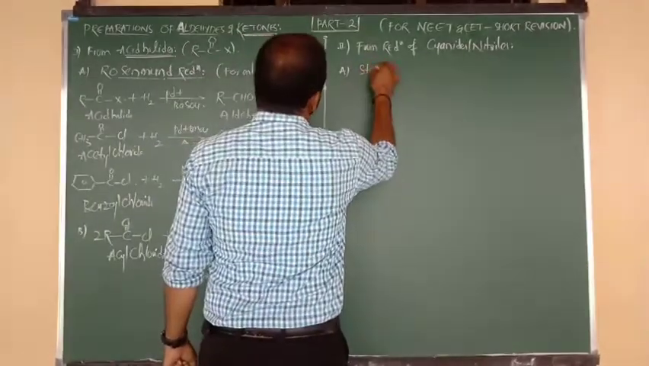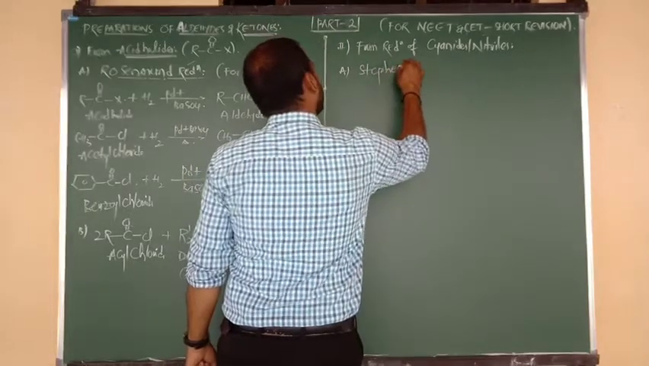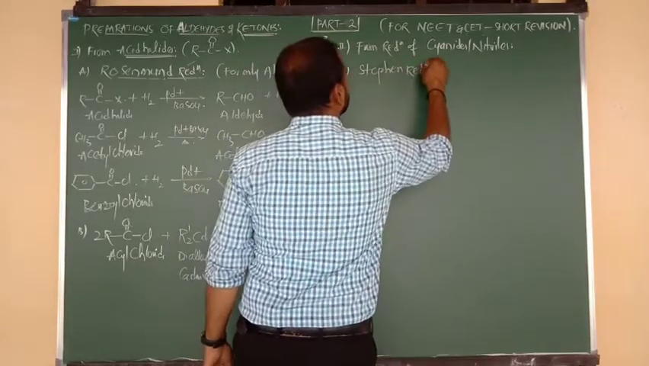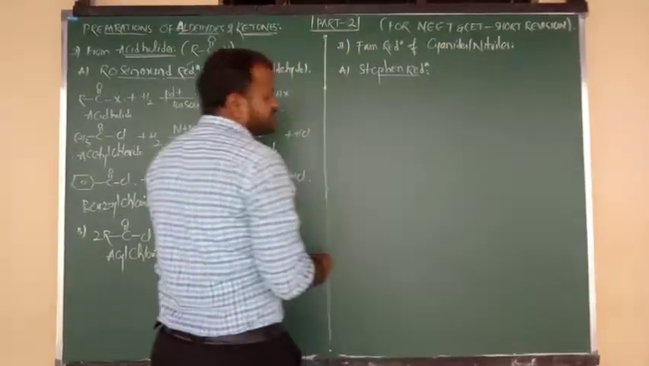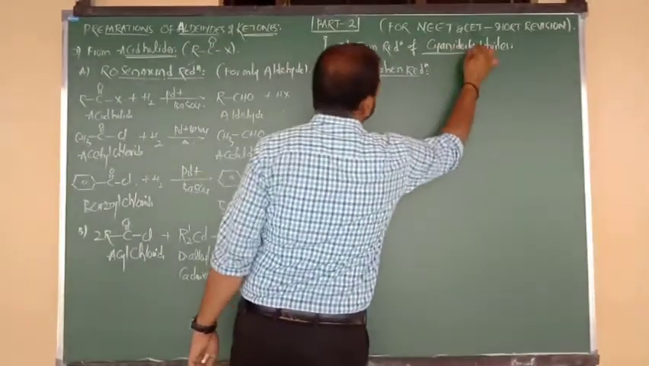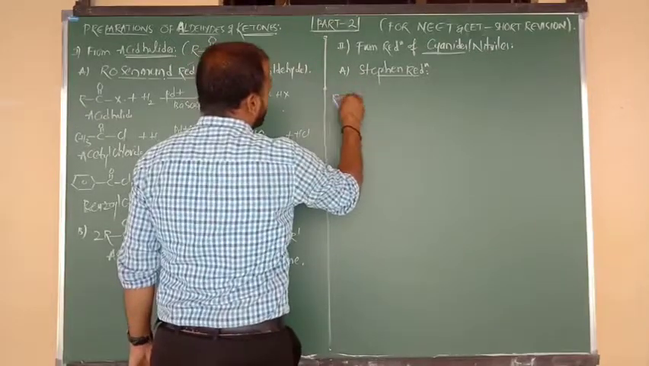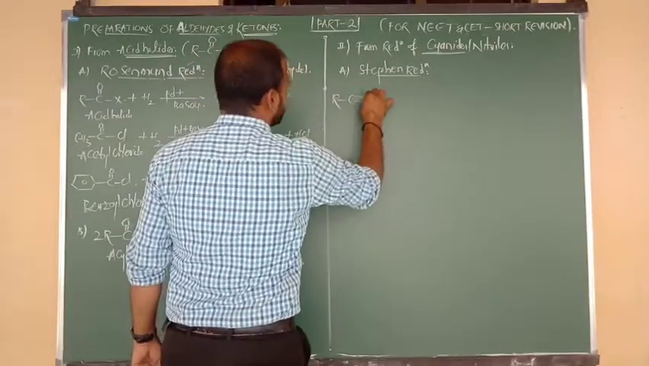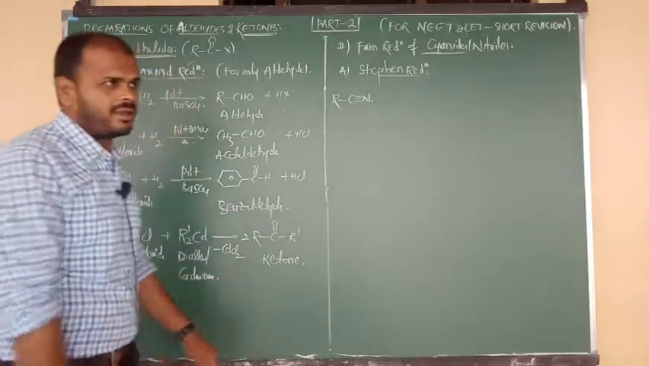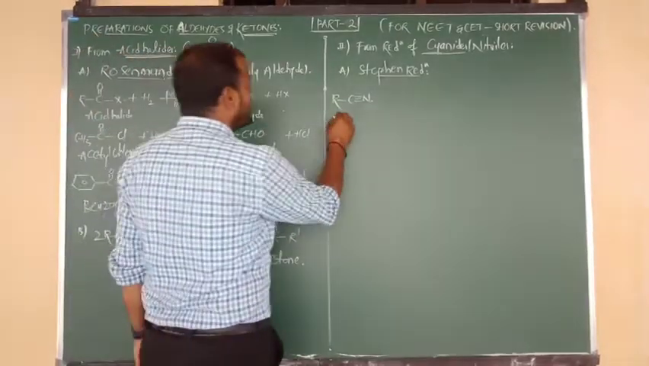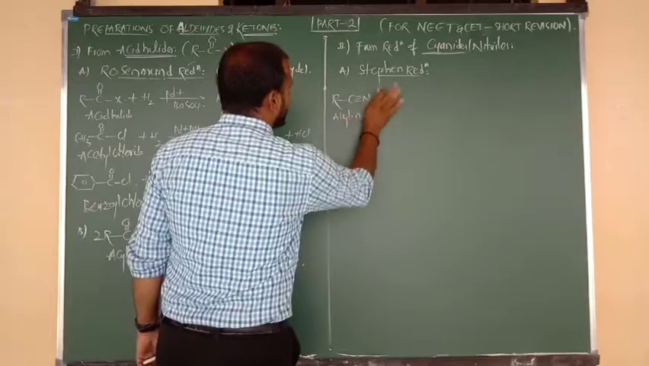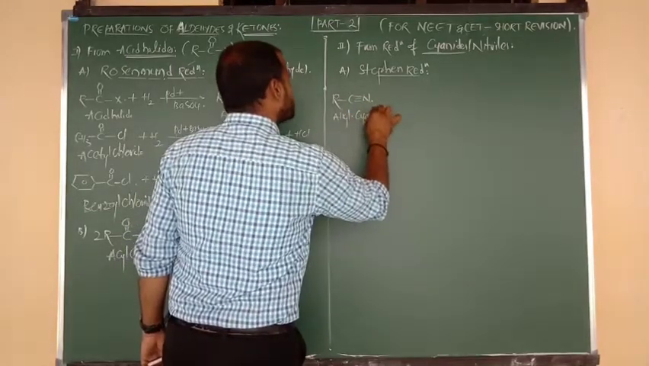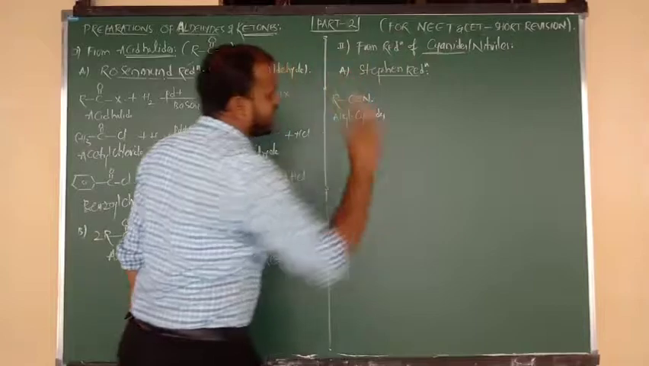So here I want to discuss the Stephen reduction. So how to do Stephen reduction? It is the reduction of cyanide. Alkyl cyanide formula: R bonded to C triple bond N. So what is the name of this reactant? Simply we can say alkyl cyanide, and cyanide's IUPAC name is nitriles.